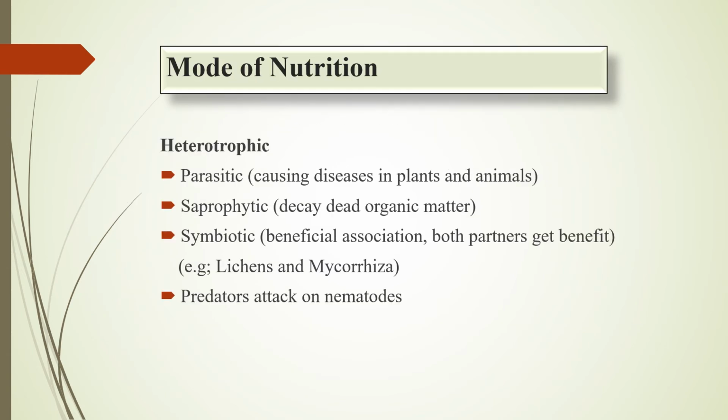Mode of nutrition. Fungi are heterotrophs. They are parasites, saprophytes, or symbiotic. If they are parasites, they cause diseases in plants, humans, and animals. If they are saprophytes, they decay dead organic matter. If they are symbiotic, they are beneficial. They live in a beneficial association in which both partners, host and guest, get benefit. Examples are lichen and mycorrhiza. They are also predators which attack small animals like nematodes.